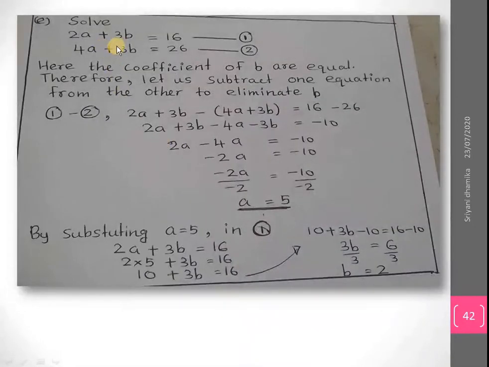Now the next one. What is the term with equal coefficient? Observe this. These are not equal, the coefficients of a, but the coefficient of b is equal in the two equations. So we can remove the term b by subtracting these two equations.